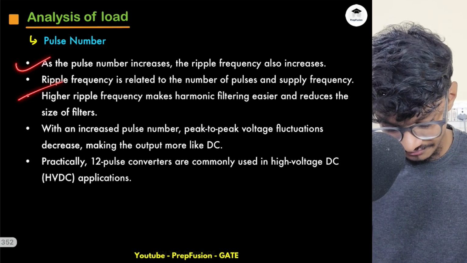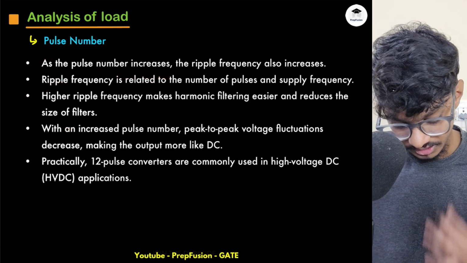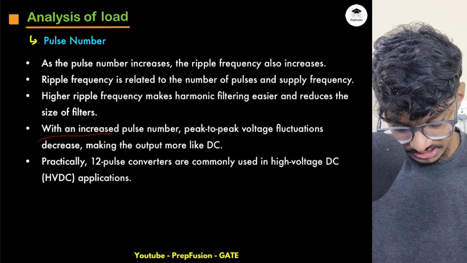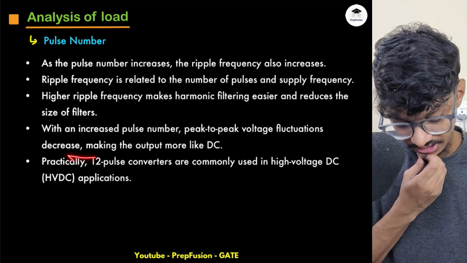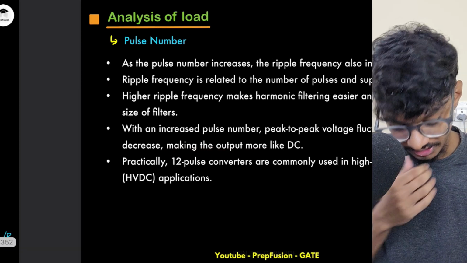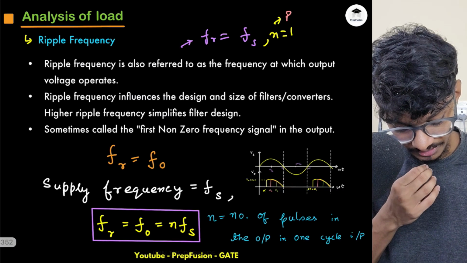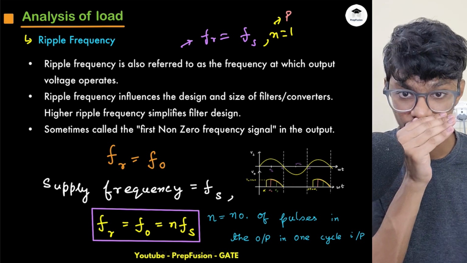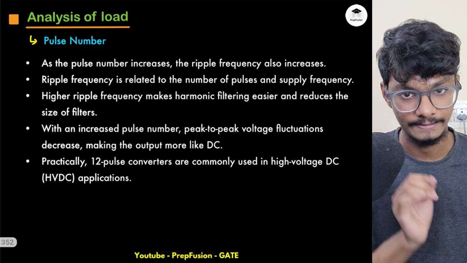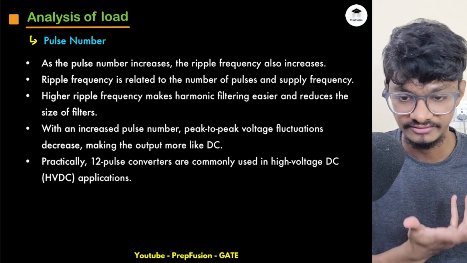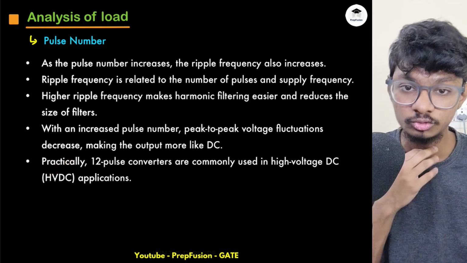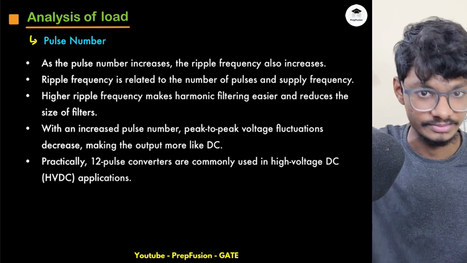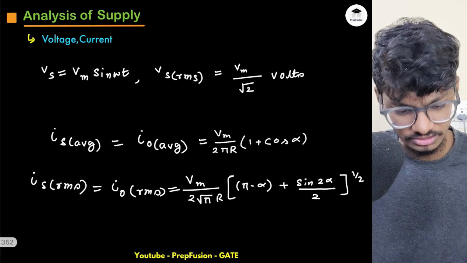The definition of pulse number is given there, you can read all this. We use filters and all this to reduce the ripple. With an increased pulse number, peak to peak voltage fluctuations decrease, making the output more like DC. If the pulse number increases, when you study 3-phase rectifiers you will see the average output voltage will be much higher than in this case. When you derive the formulas, you will understand. Practically, we use 12 pulse converters, commonly used in high voltage DC applications, that is, in our transmission lines. All those things we will study later on.